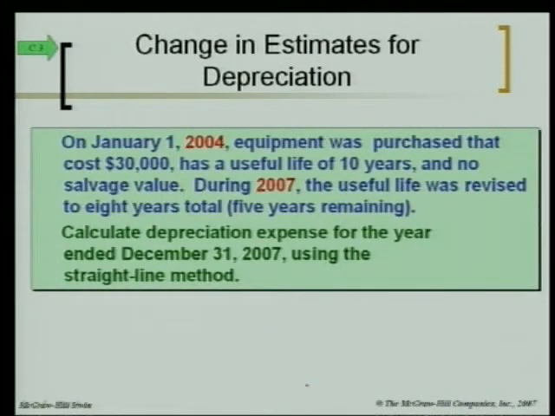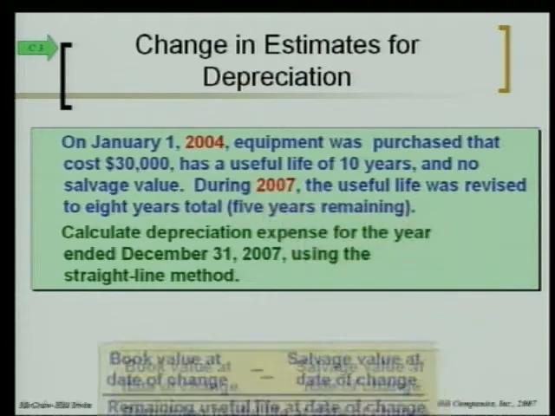Well, let's look at an example. You can look in your book as well. On January 1 of 2004, equipment was purchased that cost $30,000, has a useful life of 10 years, and 0 salvage value. During 2007, the useful life was revised to 8 years total. Now, that means that there's 5 years remaining because we've depreciated 3 years. Calculate depreciation expense for the year ended December 31, 2007 using the straight line method.